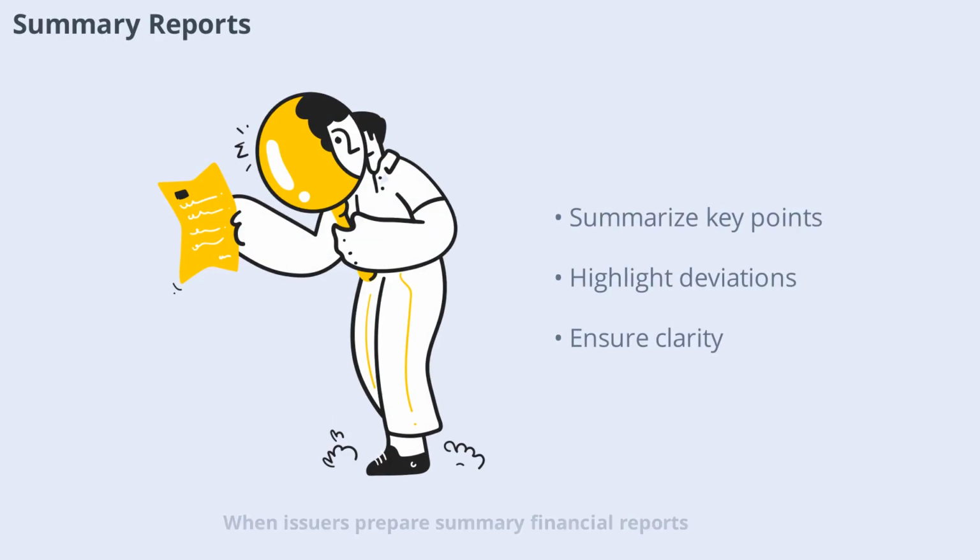When issuers prepare summary financial reports, they can include a summarized version of the full corporate governance report. However, this summary must not simply reference the full report. It should provide a narrative statement about overall compliance and highlight any deviations. The summary should help shareholders quickly understand the company's governance stance, making it easier to spot areas of compliance and concern. Clear references and explanations are essential to avoid confusion and maintain transparency.